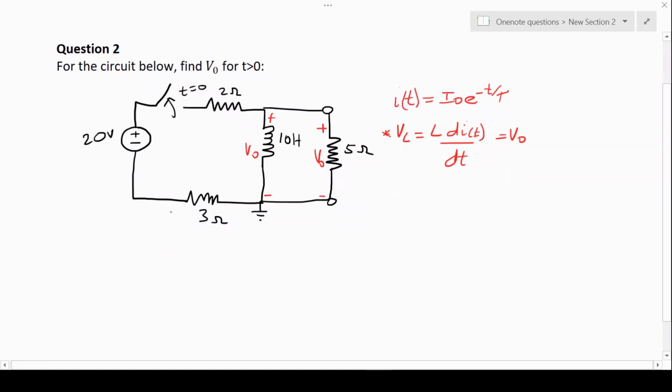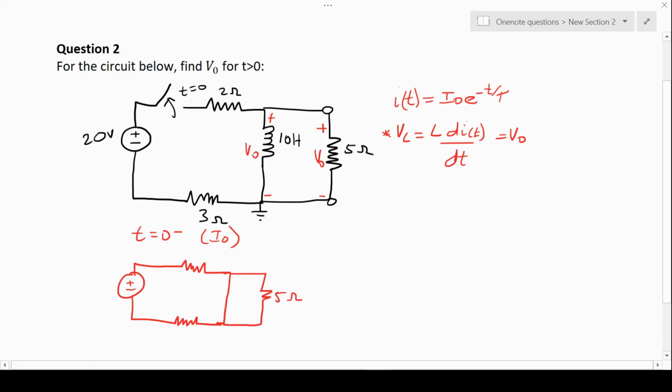Okay, so first step, at time t equals 0 negative, we need to get I0. And how are we going to do this? The circuit is active, so we have a circuit that looks as follows. The inductor becomes a short circuit and the resistor sits in that manner. That's 5 ohms, that's 2 ohms, that's 3 ohms, that's 20 volts.